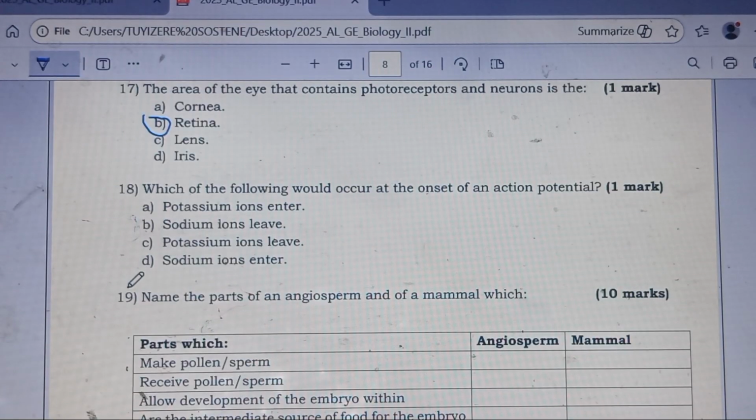Question number 18. Which of the following would occur at the onset of the action potential? A. Potassium ions enter. B. Sodium ions leave. C. Potassium ions leave. D. Sodium ions enter. For question 18, the correct answer is sodium ions enter. It means D.